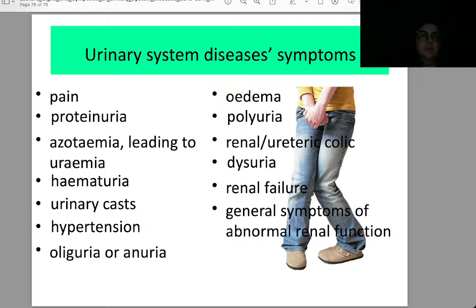And the spectrum of urinary system disease symptoms. What clinically in general can be in the patient in all these syndromes? Most often patients with excretory system disorders suffer from pain, proteinuria, azotemia leading to uremia, hematuria, urinary casts, hypertension, oliguria or anuria, edema, polyuria, renal or ureteric colic, dysuria, renal failure, and general symptoms of abnormal renal function. These are the general symptoms of excretory system disorders.